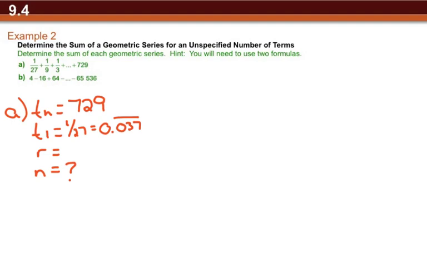So to calculate R, we need to do that off to the side. To find R in any situation, we take the second term and divide it by the first term. So we take 1/9, or 0.1 repeating, divide that by the first term, 0.037 repeating, and again, since these are decimals, it's important to actually put in more than just 1 or 2 decimal places. We do that and we get that R is 3.